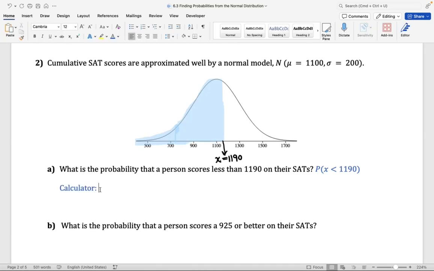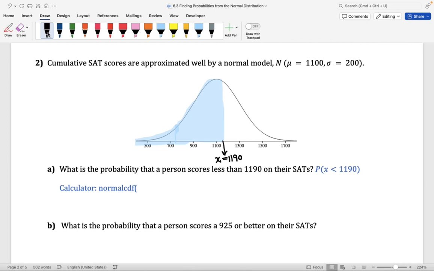If you're using a calculator, you're going to use the normal CDF function. The normal CDF function is going to ask you for the lower bound, the upper bound, the mean, and the standard deviation. In this case, your lower bound is going to be a really large negative value, that is -1E99. Again, we're saying find the area between -1E99 all the way to X equal to 1,190. And again, you're going to be asked for the mean and the standard deviation. So that is how you find this area with the calculator.